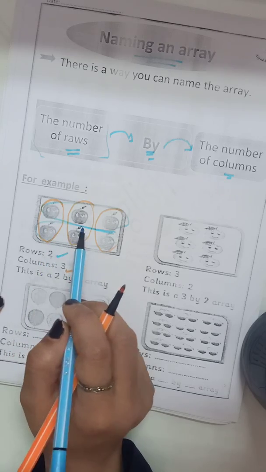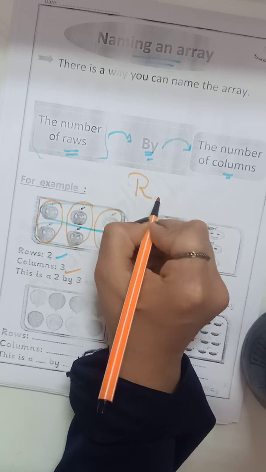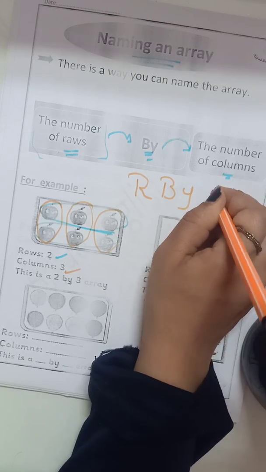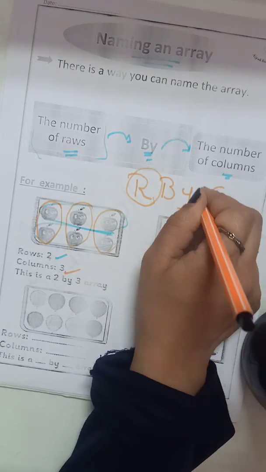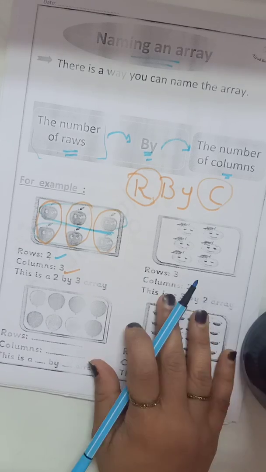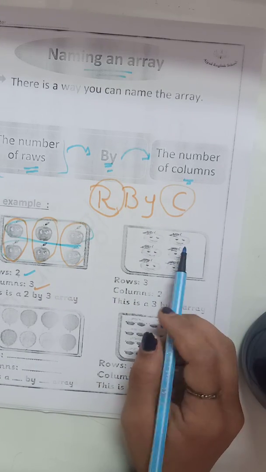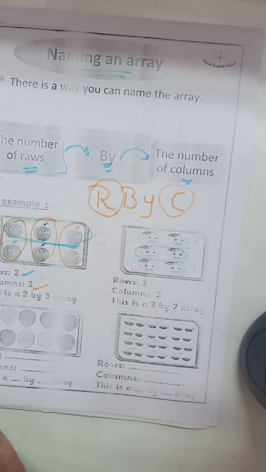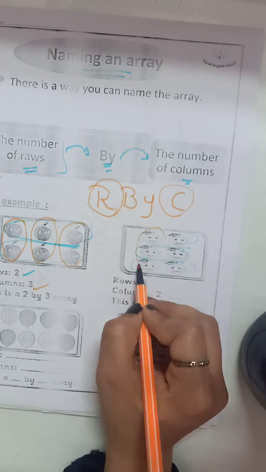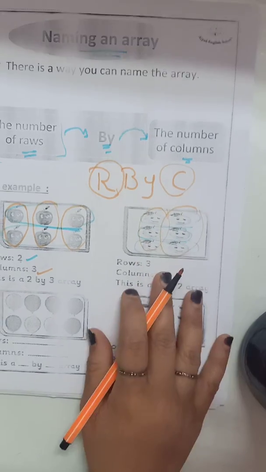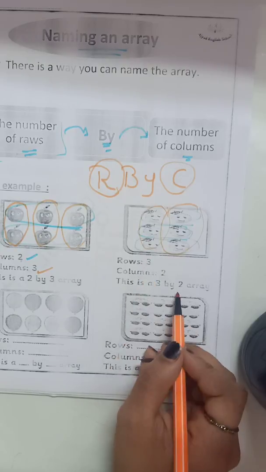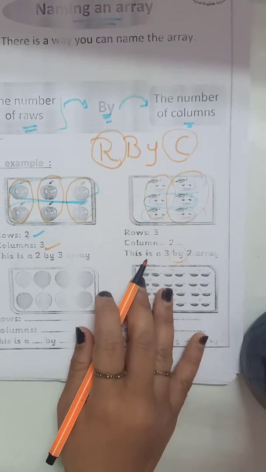Again, 2 by 3. So the name of any array is row by column. Row by column. Okay, the next one. How many rows? 1, 2, 3. And how many columns? 1, 2. So the name of this array is 3 by 2 array.